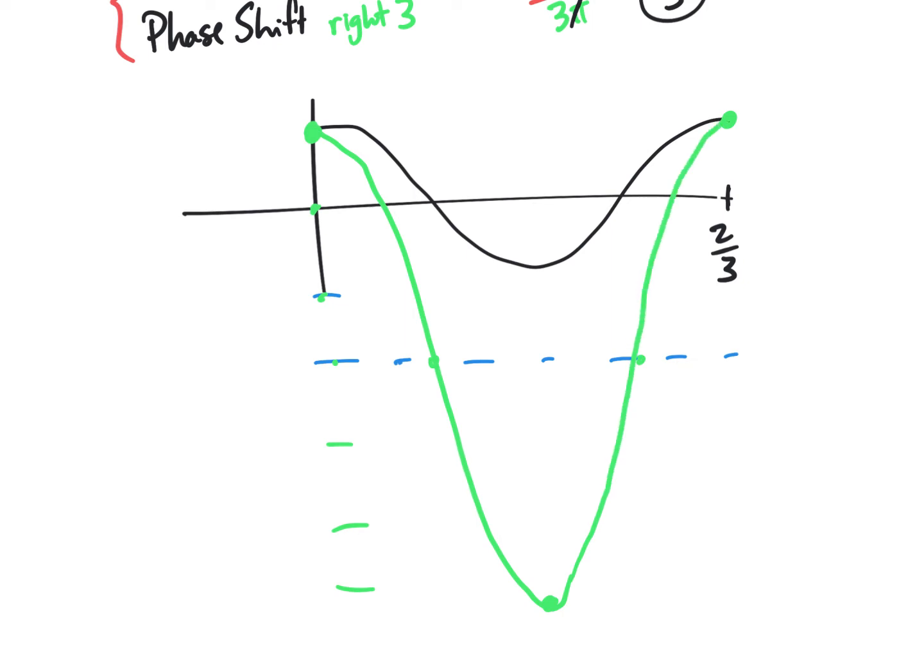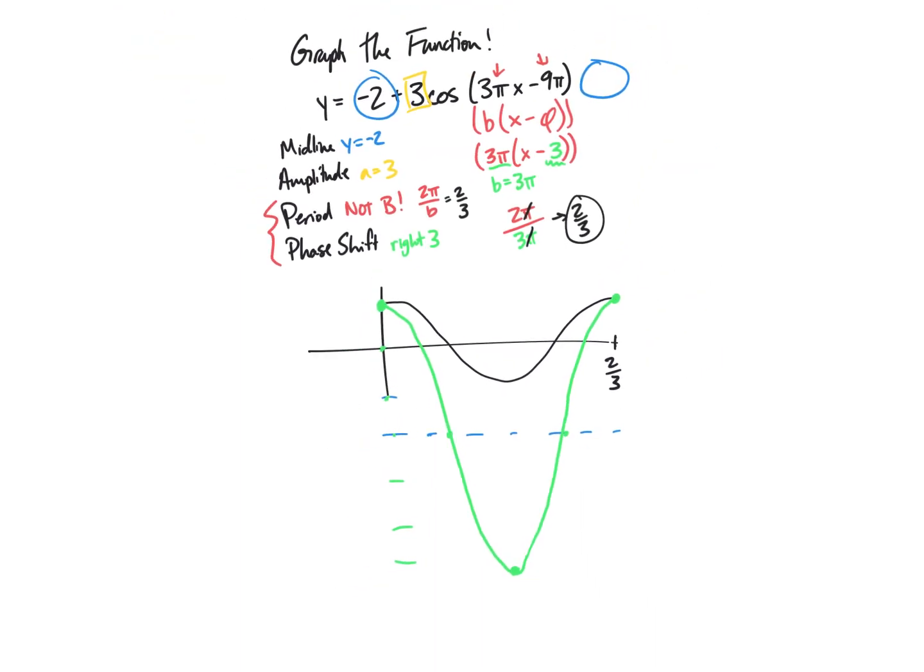All right. Now, we have dealt with the midline, we've dealt with the amplitude, and we've dealt with the period, but now we have to deal with the phase shift, because the phase shift says we need to shift this thing right 3 units. And so right 3 units, if this is 2/3 of a unit right here, then that makes this like 1 unit.